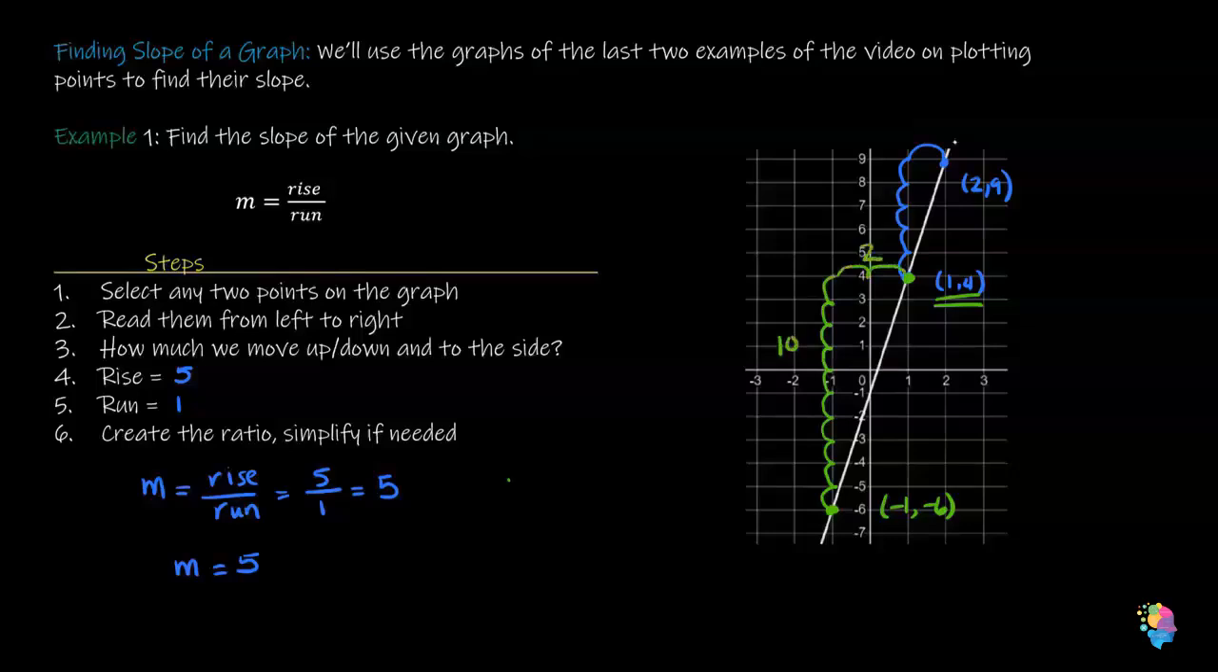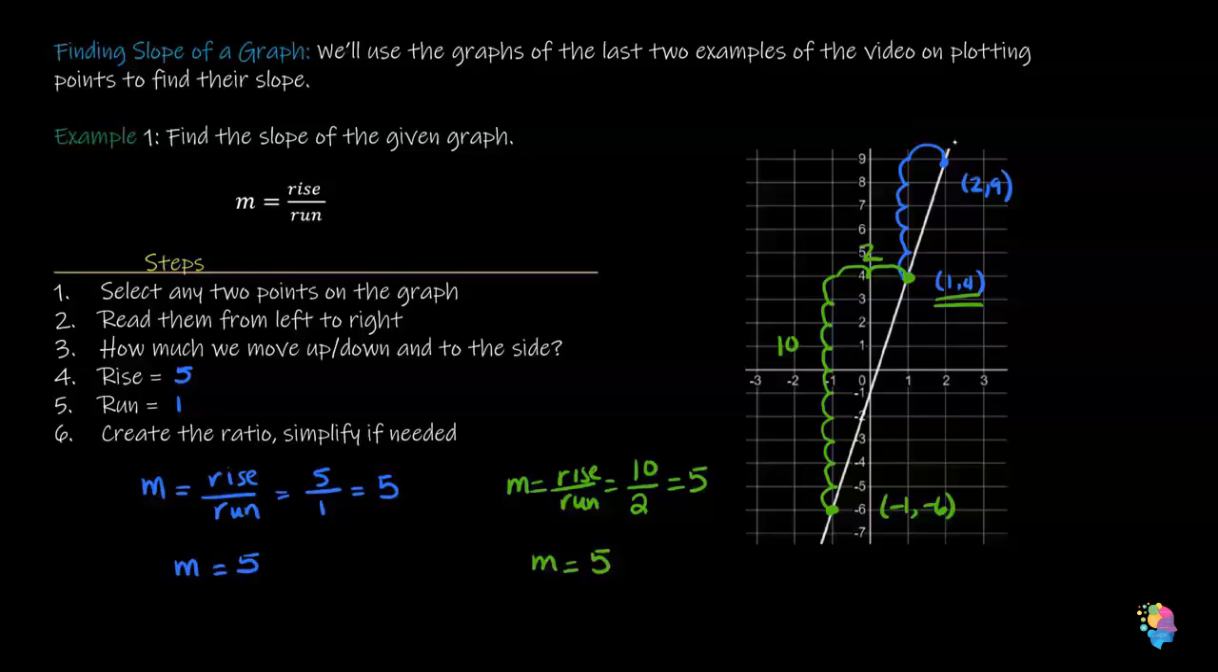But if we try the slope again, which is rise over run, this would become 10 on the rise and 2 on the run, which simplifies back to 5 because 10 divided by 2 is still 5. So it doesn't matter which points you select. If you move from left to right, you're going to find that the slope of this line is 5.